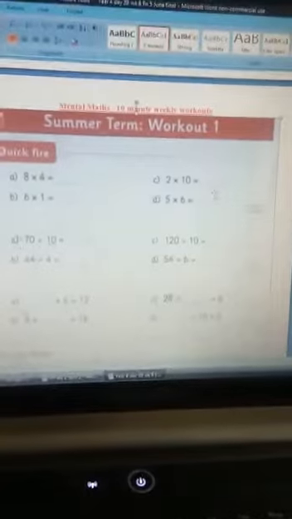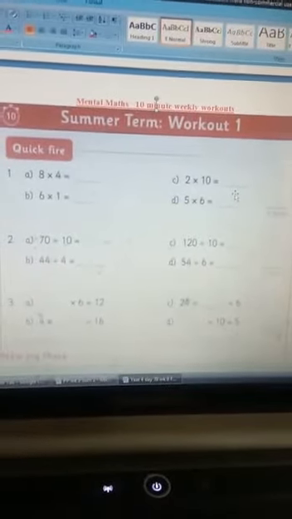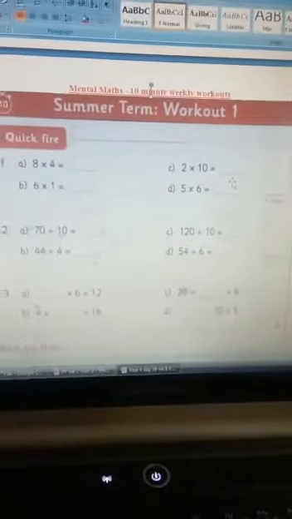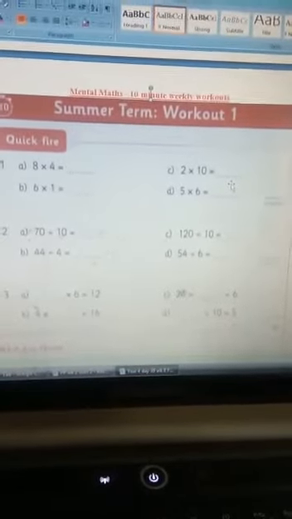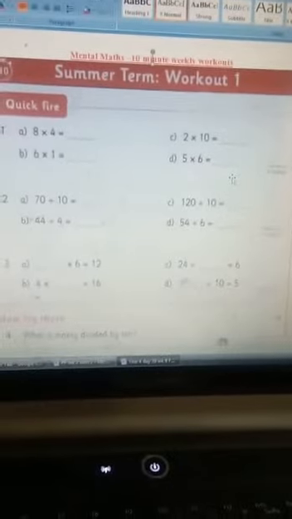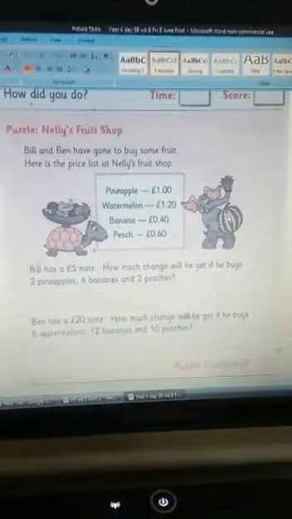Start off with mental maths. We've got a new activity here. It's a 10-minute weekly workout. So it's supposed to be only completed in 10 minutes, but give or take a few minutes either side. That would be fantastic. So we've got some quick fire questions in multiplication, and then we've got a "Now try these" section, and then you've got a little puzzle at the end. See how well you get on. The answers are at the back of the pack.